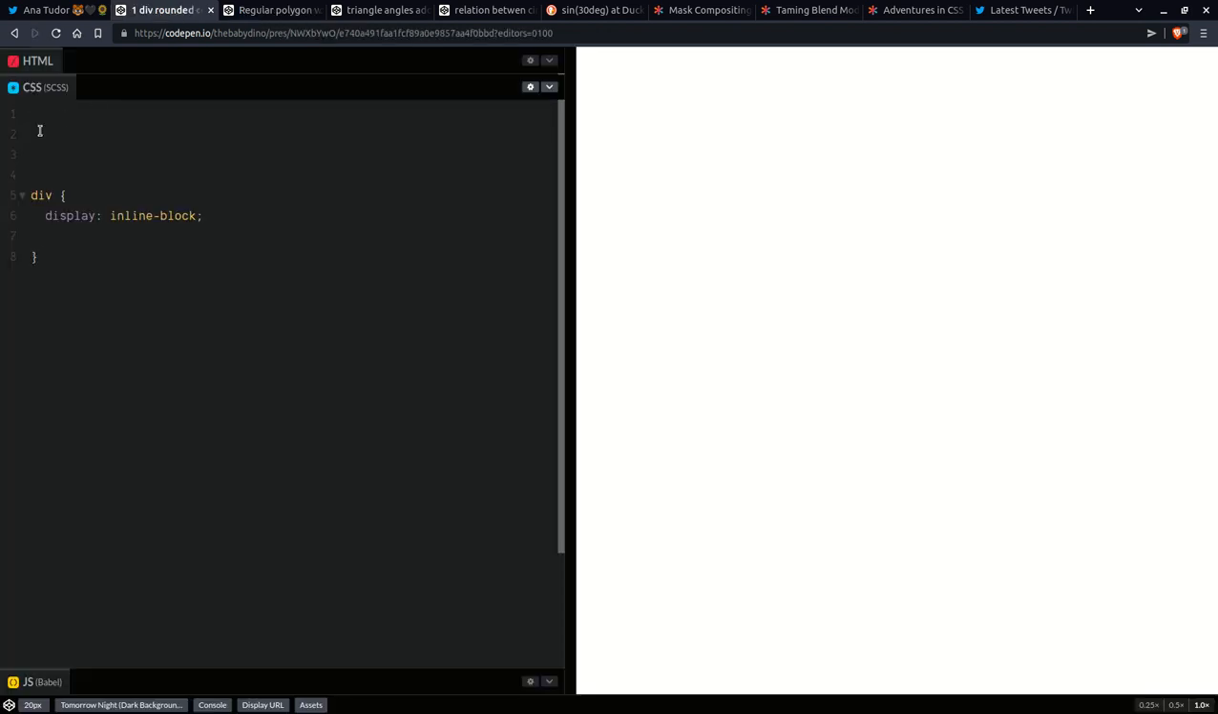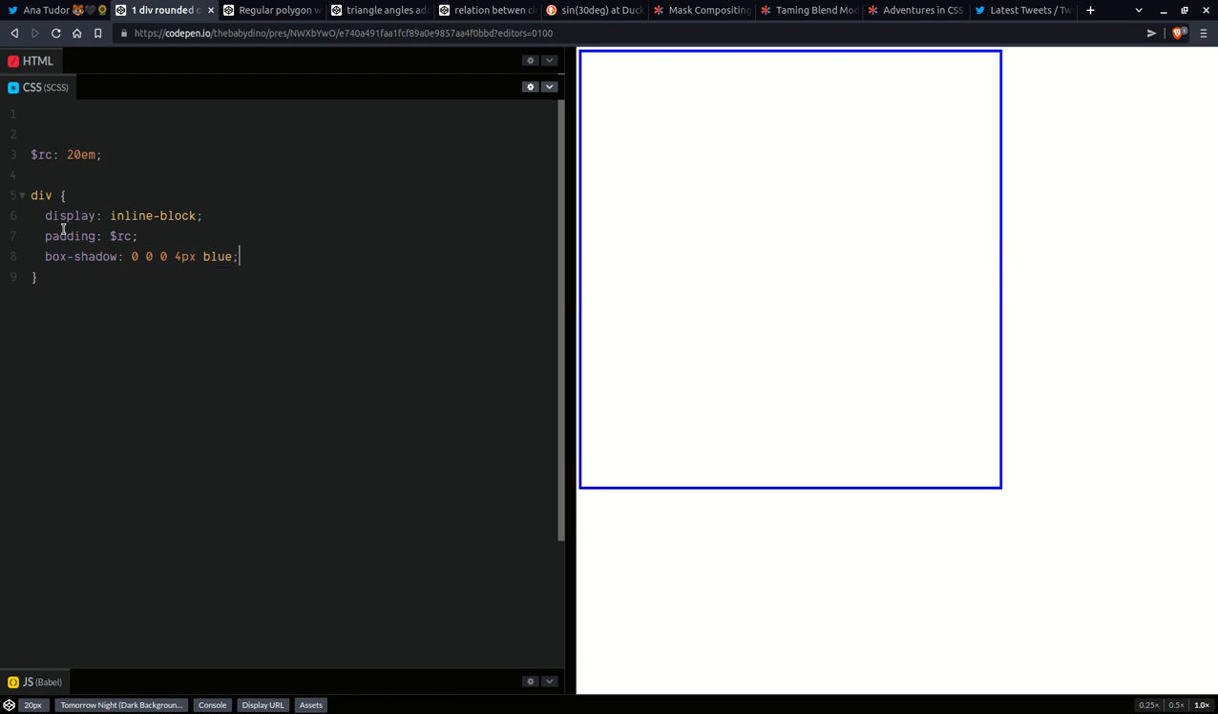So if we set here our circumradius, something like this, right? Then we're going to have, and just so that we can see the boundaries, we're going to set a box shadow, 0 offsets, 0 blur, doesn't really matter, some color. Okay, and now we can see the boundaries of our div element.